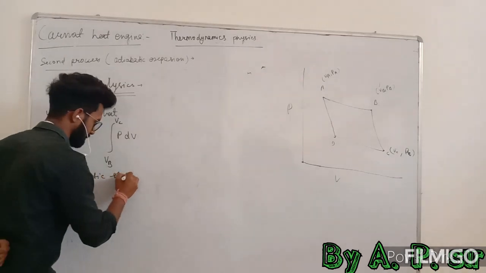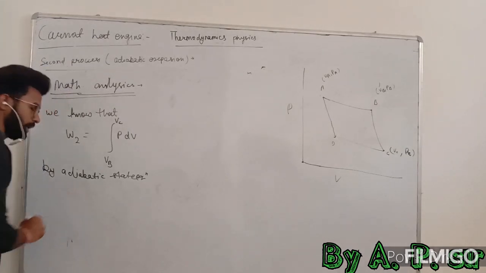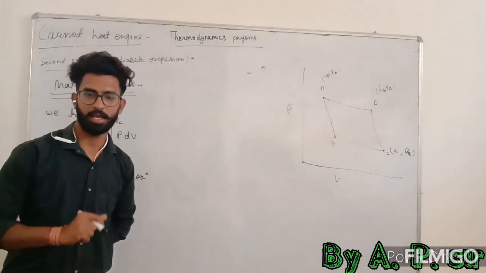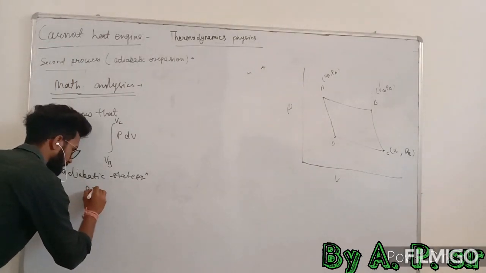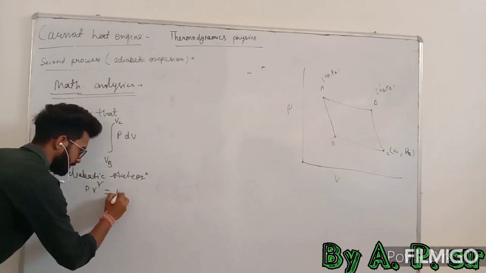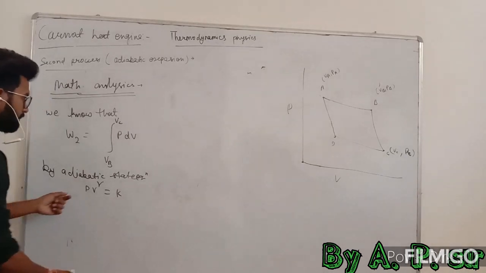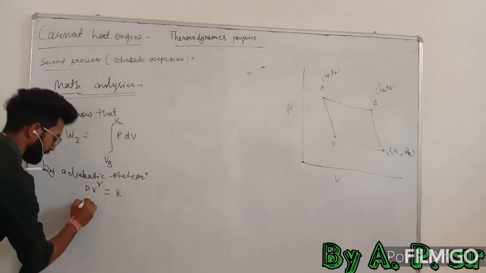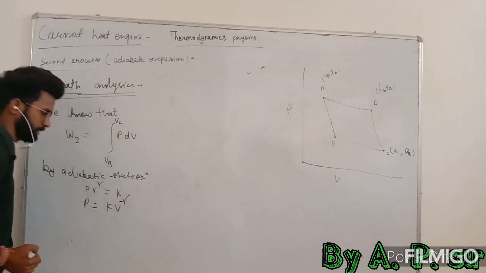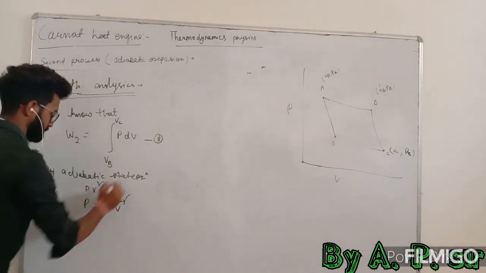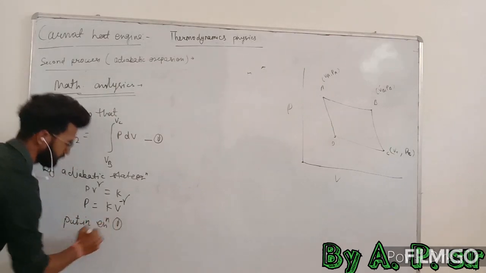Next, by the adiabatic state equation. What is the adiabatic state equation? The adiabatic state equation is PV^gamma equals K. Finding the value of P, P equals K V^(-gamma). Put this in equation first.